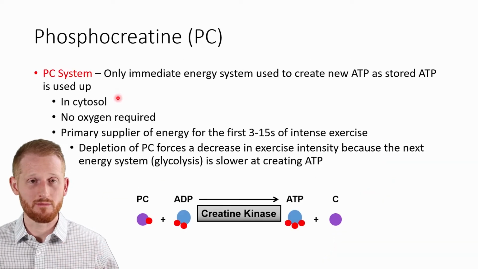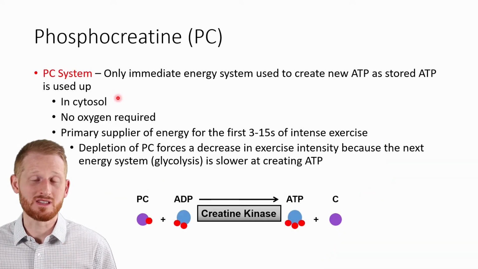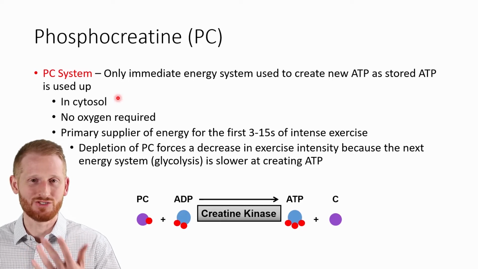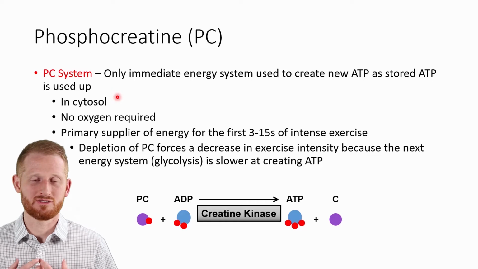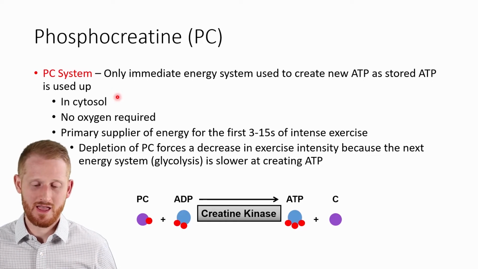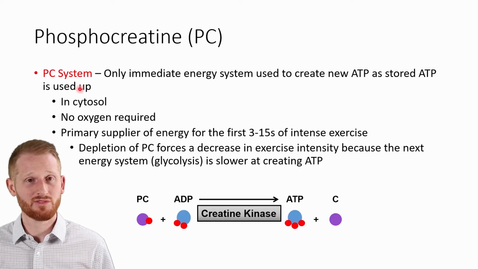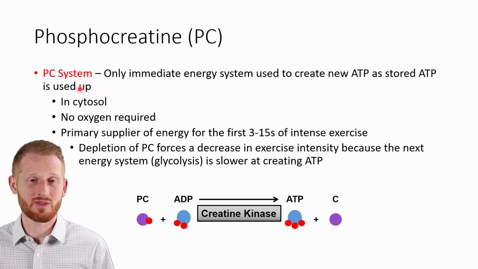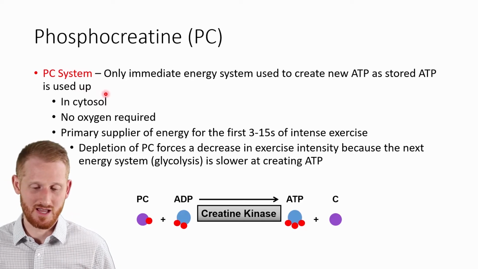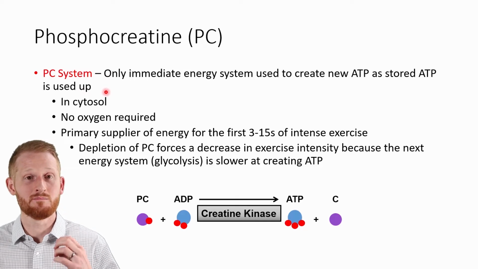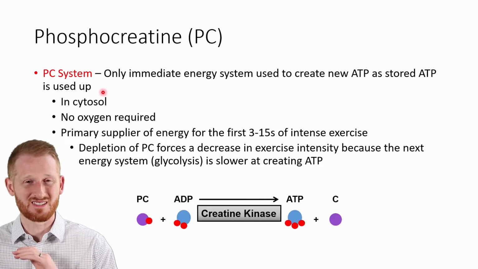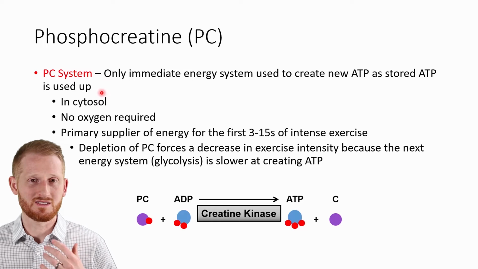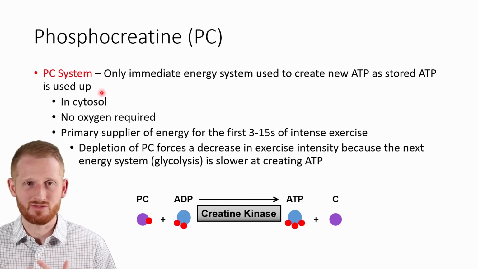Once we've used up most of our stored ATP, we then need to start creating new ATP. And this is the first place where we really get into bioenergetics, so the process of creating energy. So phosphocreatine is that first energy system that we're going to use, especially with high intensity exercise. And it is an immediate energy system because it's so quick that our bodies aren't going to be able to sense the difference. We're not going to slow down.